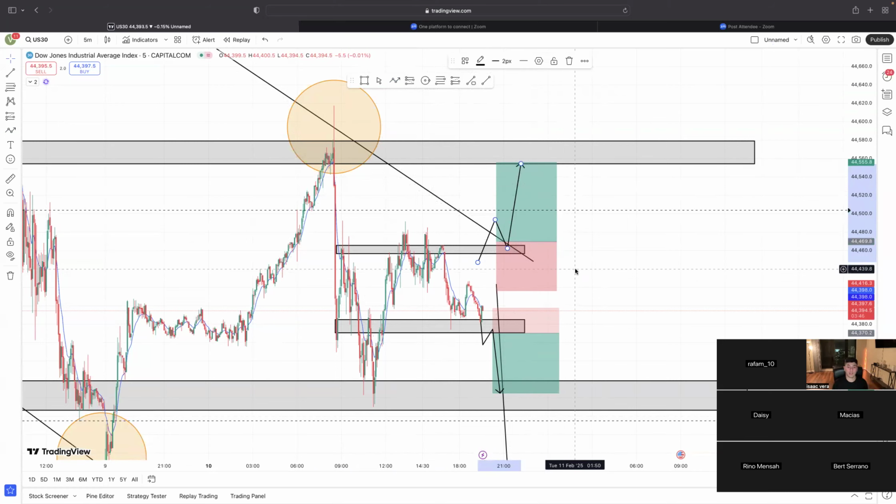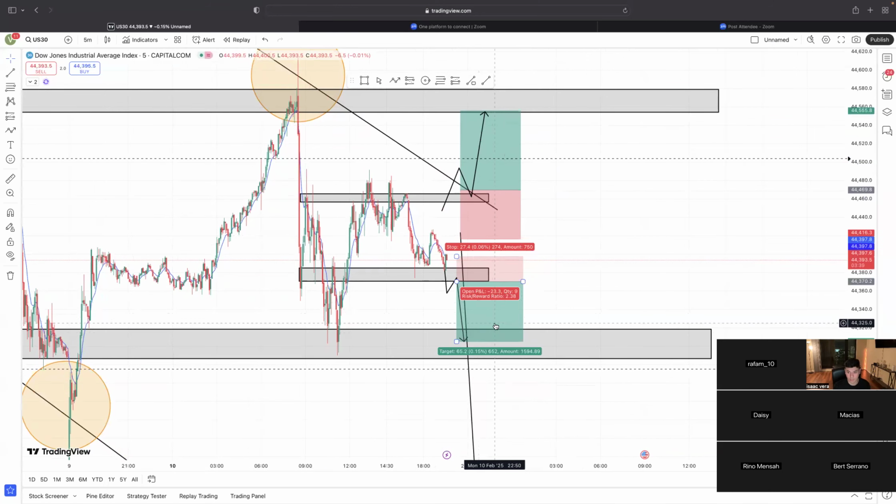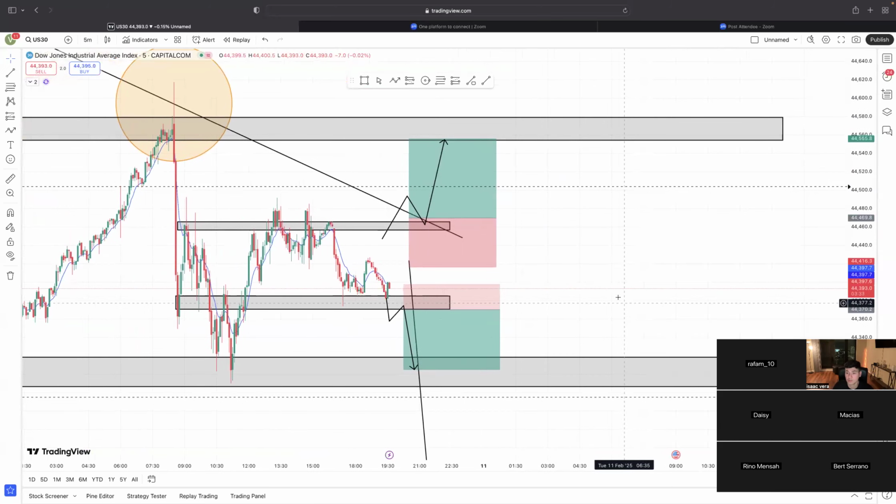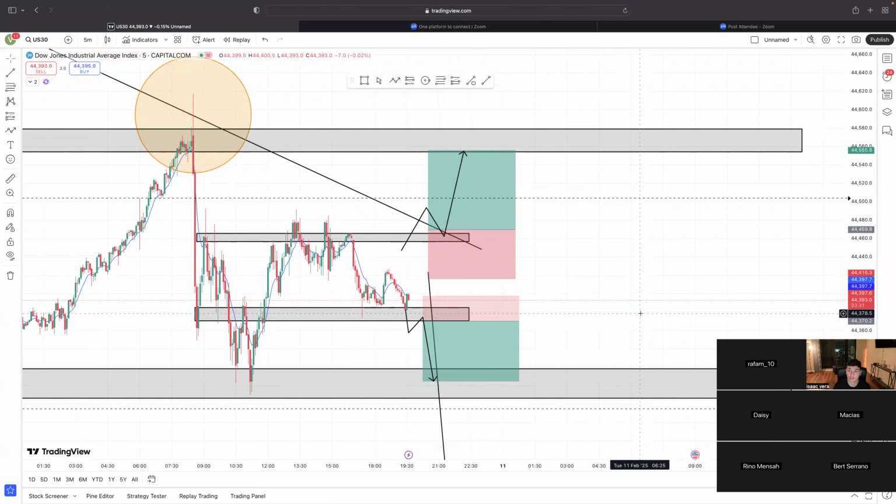And I would only take the entry after I see a bullish engulfing candle, or the same for the downside, a bearish engulfing candle. Is anybody with me? Does anybody understand this so far? Please put it in the chat just so I know that you guys get this, because this is very important. This is basically my golden strategy. This is what I do every single day.